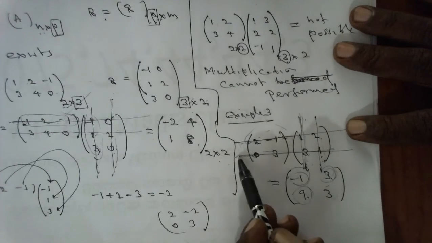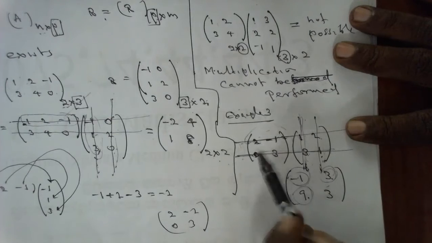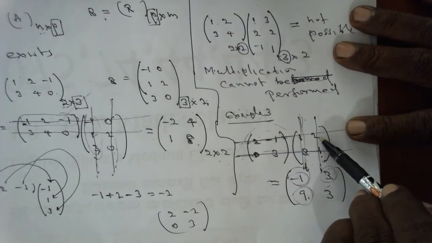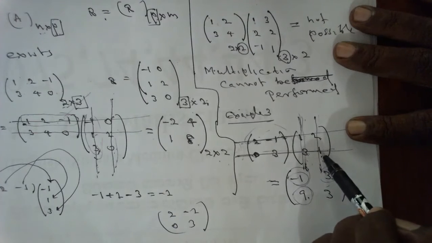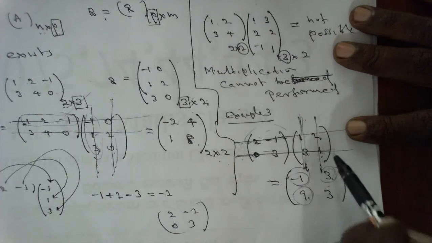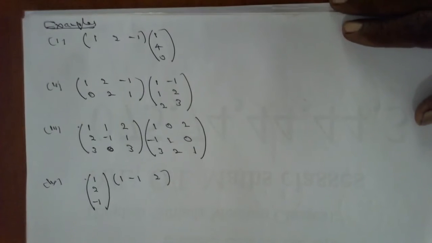Then you multiply this row with this column. 0 into 2, 0. 3 into 1 is 3, 0 plus 3 is 3. Okay. Yes, sir. Can you do these examples? Yes, sir.